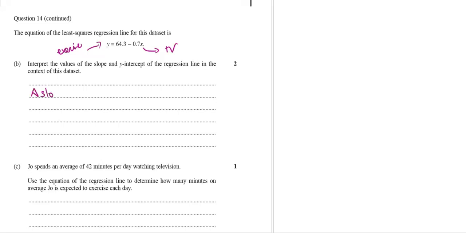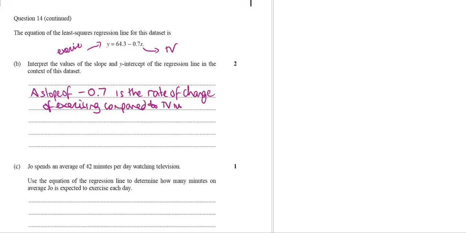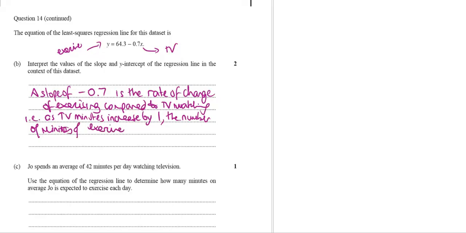So a slope of minus 0.7, which represents the rate of change of exercising compared to TV watching, i.e. as TV minutes increase by 1, the number of minutes of exercise drops by 0.7 of a minute, which is 42 seconds.